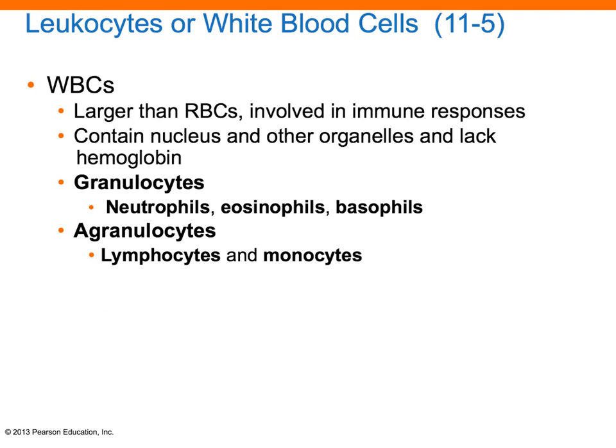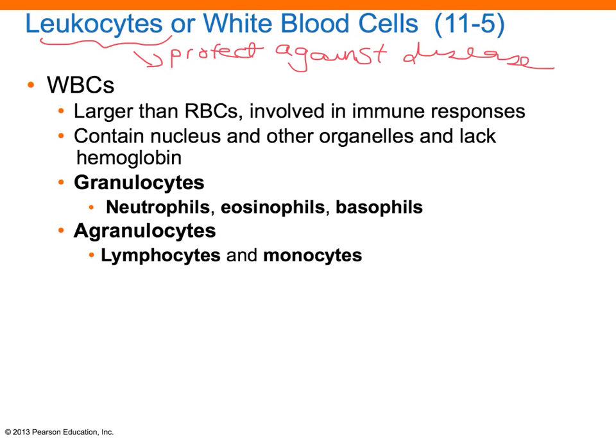Okay, now we just finished talking about the red blood cells, or the erythrocytes, and so now we are going to move on to the leukocytes, also called white blood cells, and these protect against disease. Now, the white blood cells are larger, I should say, than red blood cells, and they're involved in immune responses, so that is protecting against disease. They do have a nucleus and other organelles, and they lack hemoglobin. The red blood cells have hemoglobin and no nucleus, but the white blood cells have a nucleus but no hemoglobin.